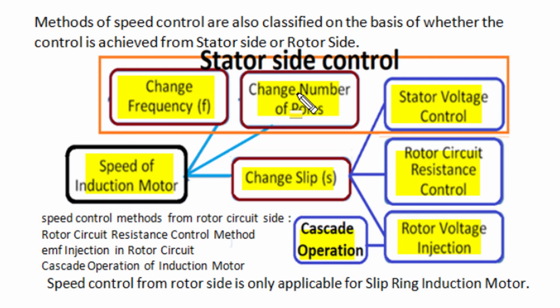Now all these speed control measures are also classified on the basis of whether the control is achieved from the stator side or from the rotor side. The change of frequency in the stator winding, or change of number of poles in the stator winding, or supply of variable voltage to the stator winding is called stator side control of speed in an induction motor. And these stator side controls can be used in both squirrel cage induction motors as well as in slip ring type induction motors.